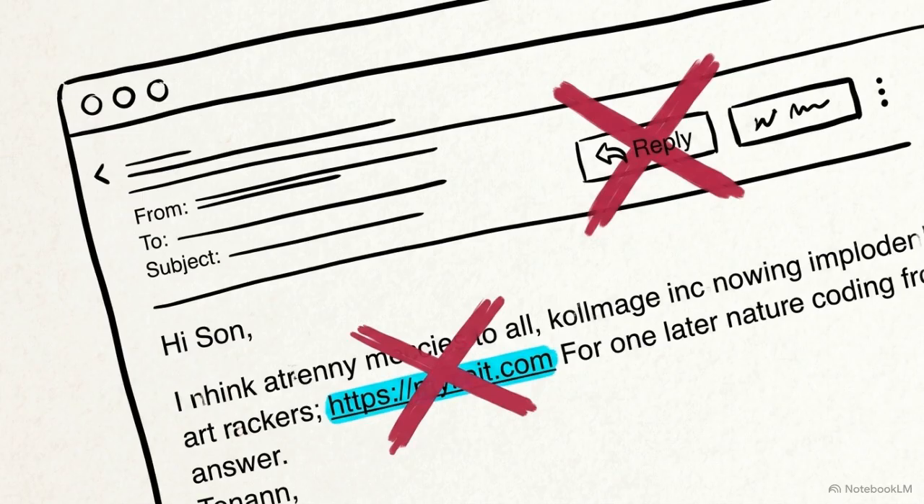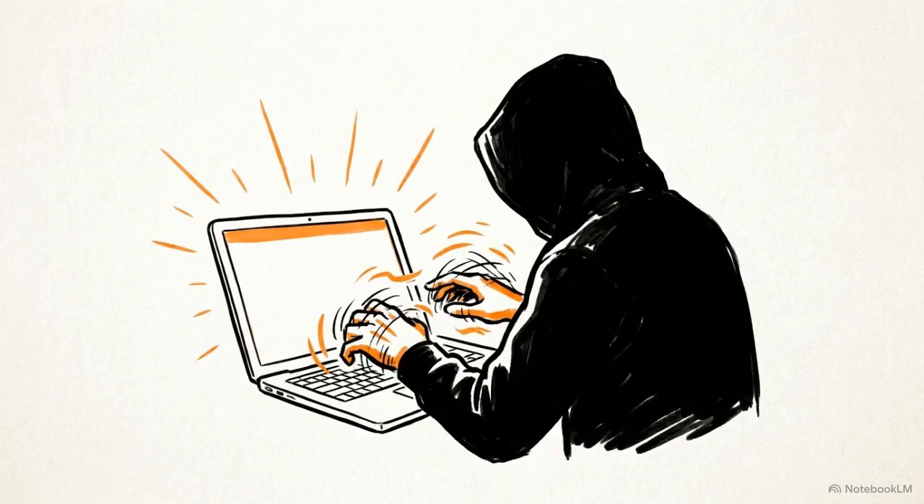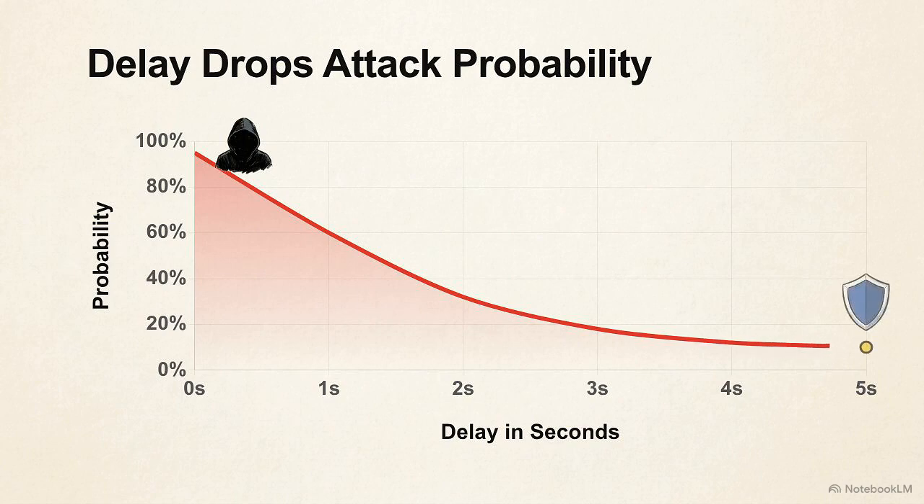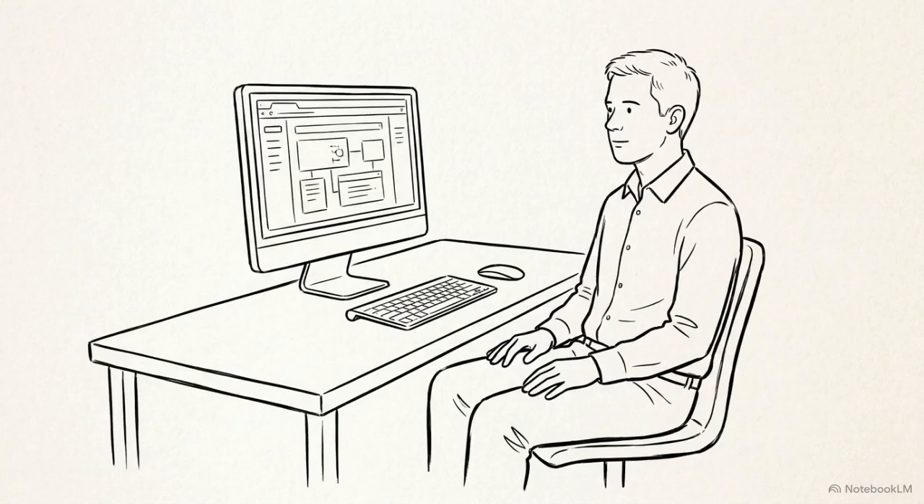Resist the urge to reply to the sender or click links in the message to see where they lead. Attackers rely on speed to prevent you from spotting flaws. Imposing a delay of even a few seconds significantly lowers the probability of an attack succeeding. In cybersecurity, doing nothing for a moment is a highly effective active defense.